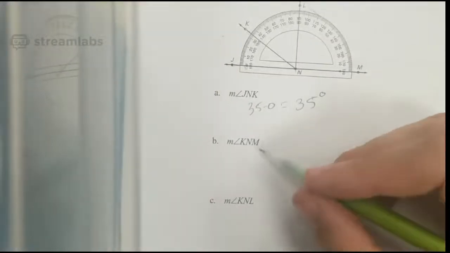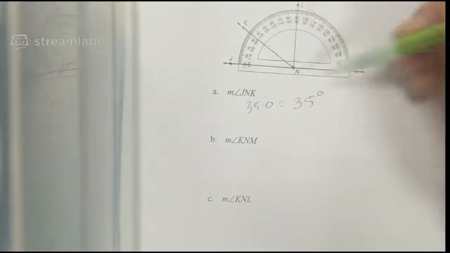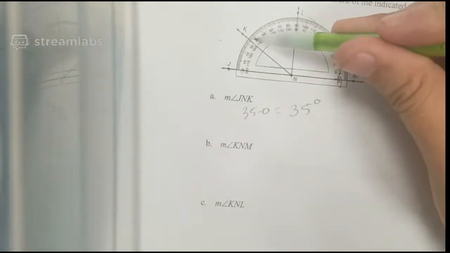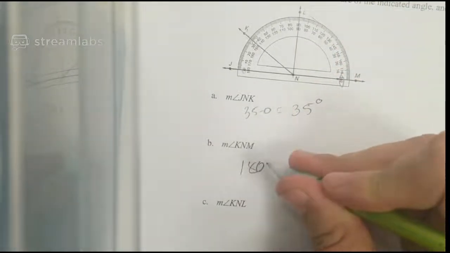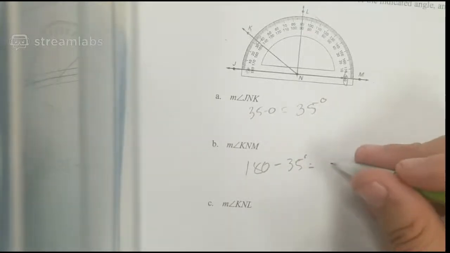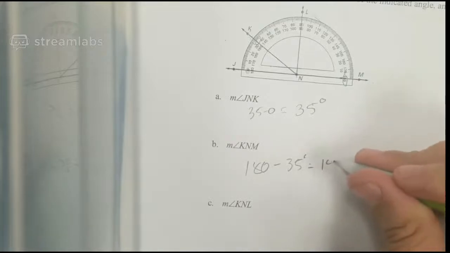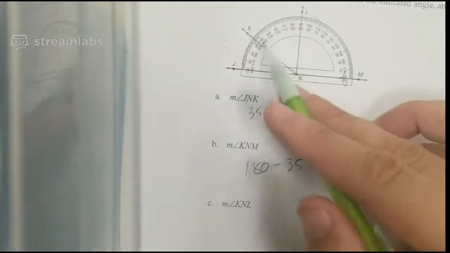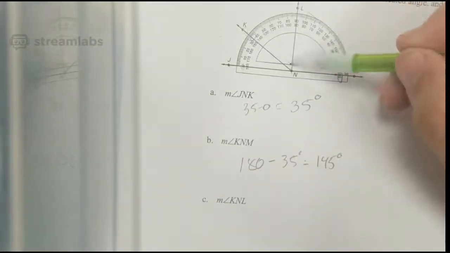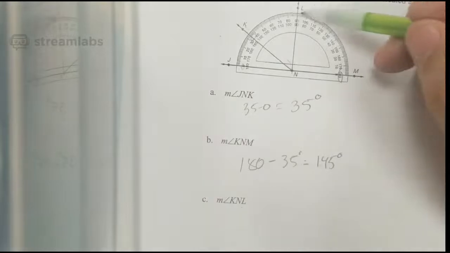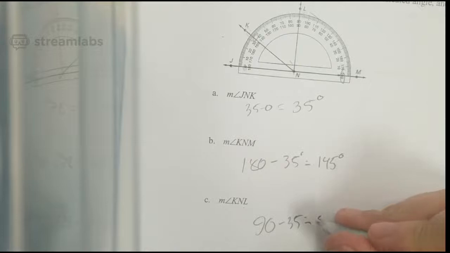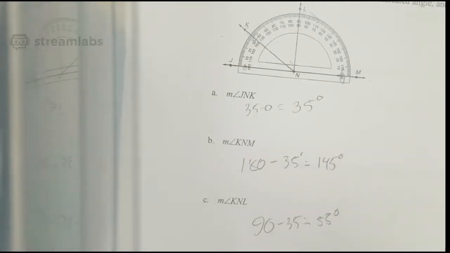All right. Next one, K and M. M over here, you could say is 180. And then over here is again 35. So it's 180 degrees minus 35. You take the biggest number and subtract from it because you don't want a negative angle. This ends up being 145 degrees. And then KNL. KNL is at 35. This is at 90. 90 minus 35 equals 55 degrees. So 55 degrees is for that one.